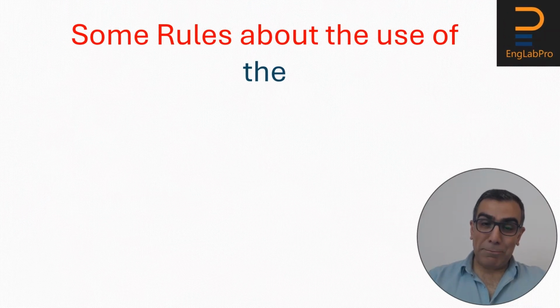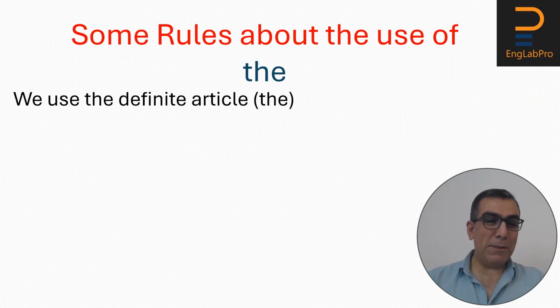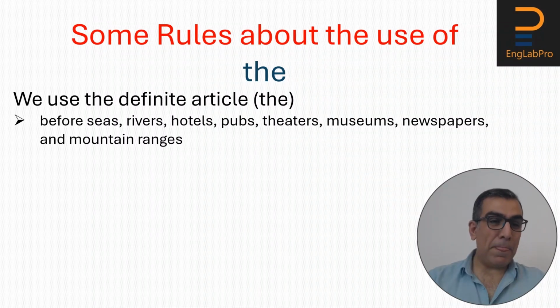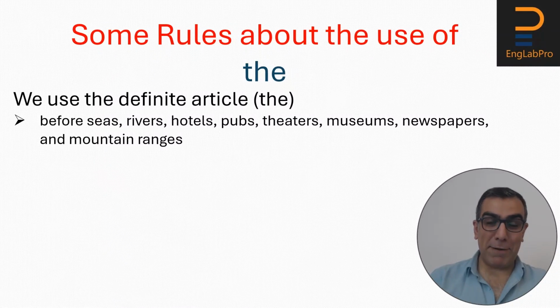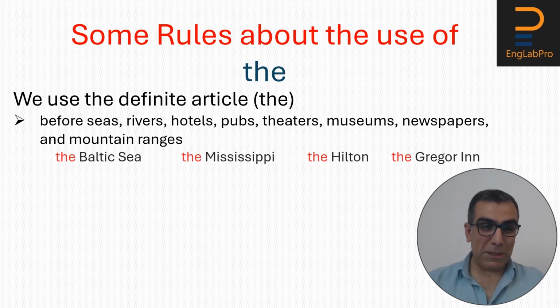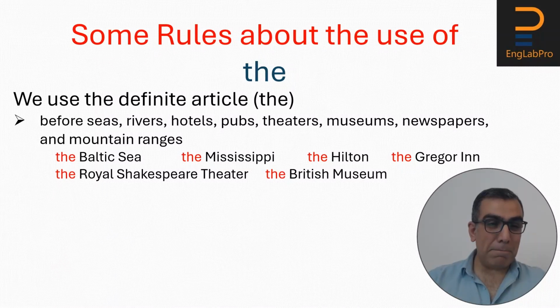Now some exceptions or rules about the definite article. Well, we use the definite article the before seas, rivers, hotels, pubs, theaters, museums, newspapers, and mountain ranges. Let me give you an example for each. For example, you can say the Baltic Sea. For rivers, the Mississippi. For hotels, we can say the Hilton.